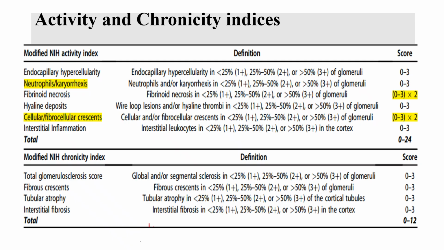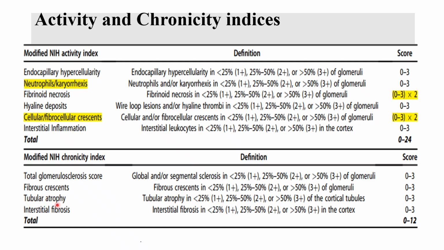So this is global and segmental sclerosis. Next one is fibrous crescent. Definition of the fibrous crescent I already explained in the previous slides. If the fibrous crescent is present in less than 25%, it is 1 plus. 25 to 50% is 2 plus. More than 50% is 3 plus.